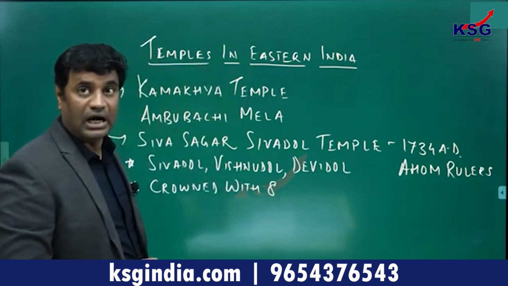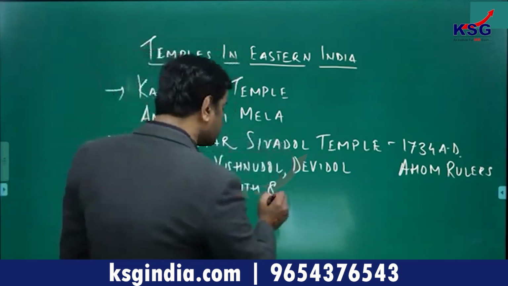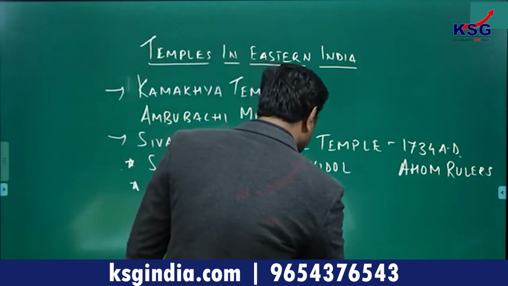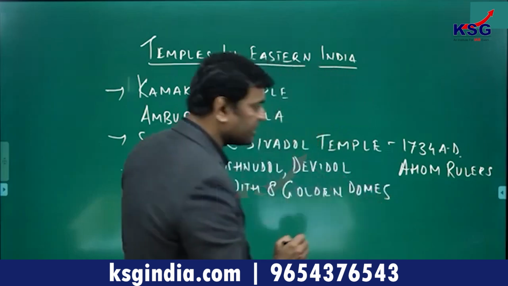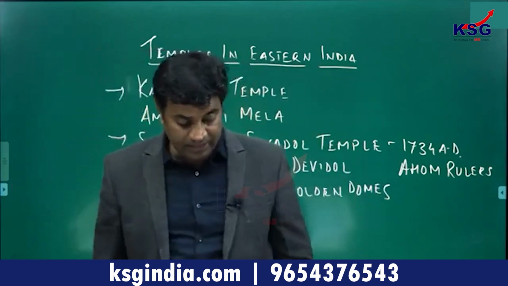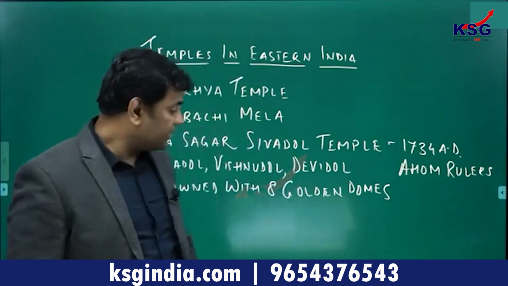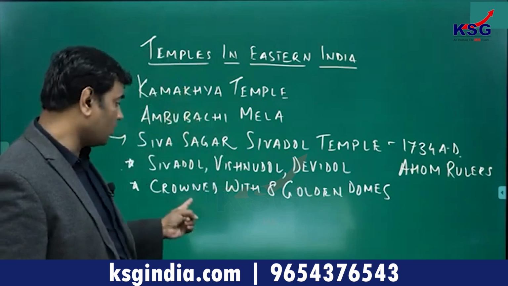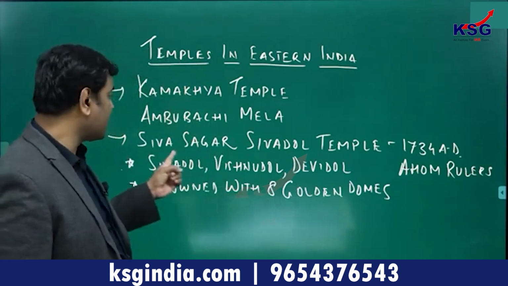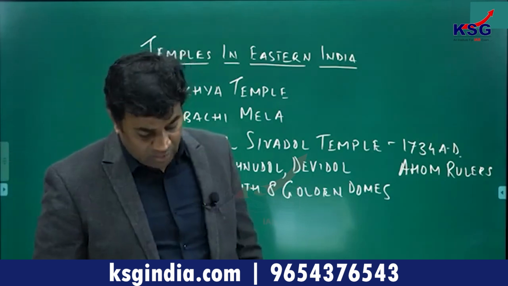crowned with 8 high golden domes. This is the most distinctive feature of Shivsagar temple. So high golden domes. And this style is also seen in Kamakhya temple. So 8 golden domes are there in Shivsagar temple. This style of architecture is seen even in Kamakhya temple in Guwahati as well.